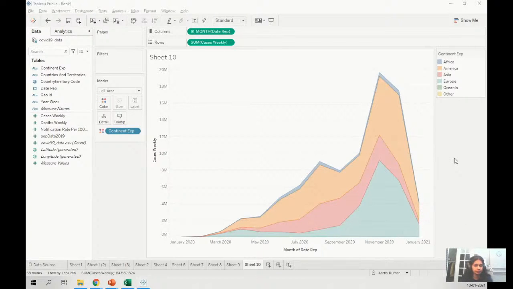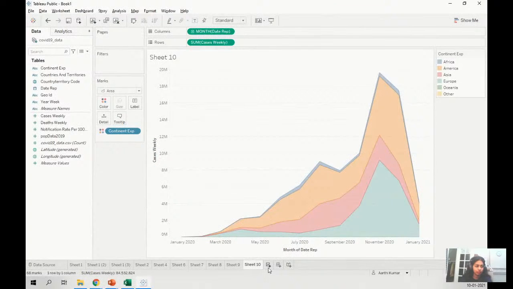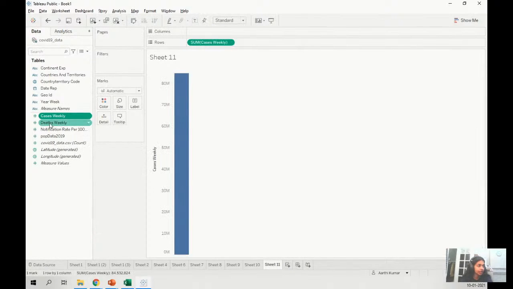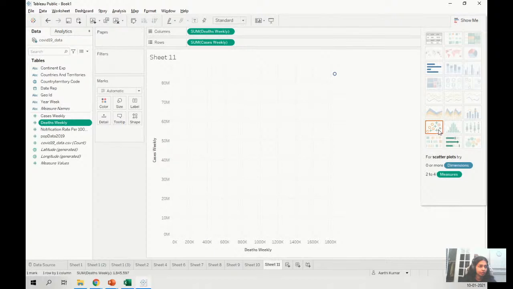This is for area. Now we are going to look at scatter plot. So scatter plot usually shows the relationship between two sets of quantitative variables. They are best used to show correlation in large amount of data. So scatter plot, both your x-axis and y-axis will have numeric data. So I'm going to add number of cases and number of death, right? So here, the total number of world cases is 84 million, and total number of death it is 1.8 million. So the moment you add two numeric columns, Tableau automatically selects the scatter plot.